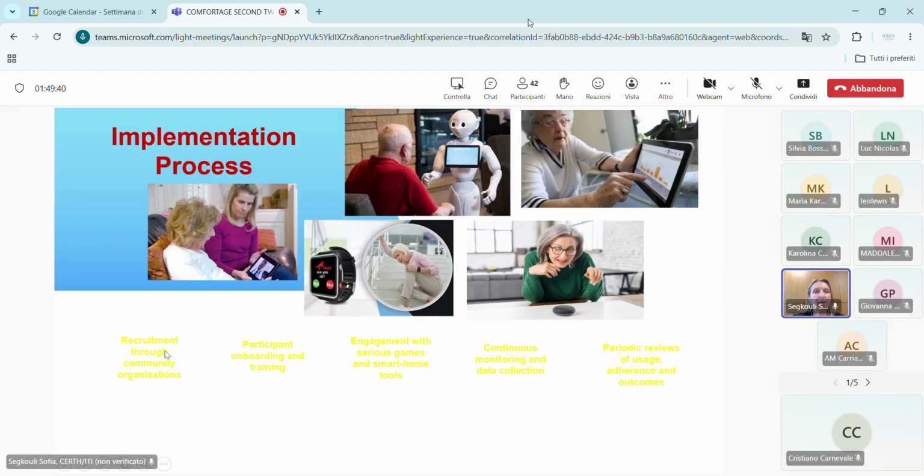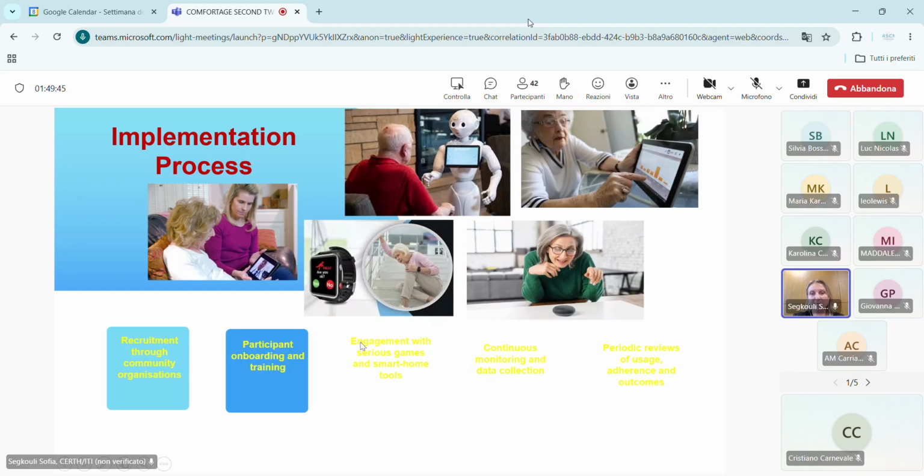Concerning the implementation process, I don't know how to activate this, but okay, this is the way.